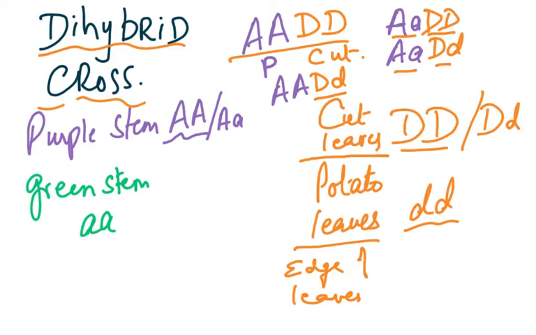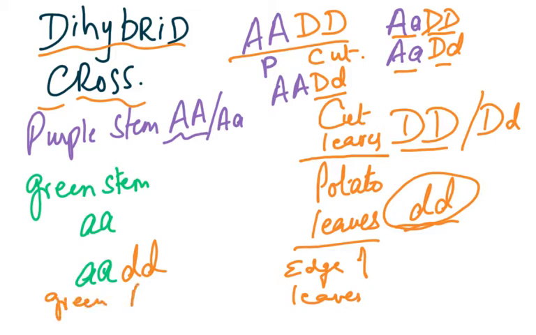Now green stem, if we have to have a green stem, what do we have to have? We have to have this. That is the only possibility. So green stems will always be there. And then if you want them to be potato leaves, then they'll be this. So these will be green potato.